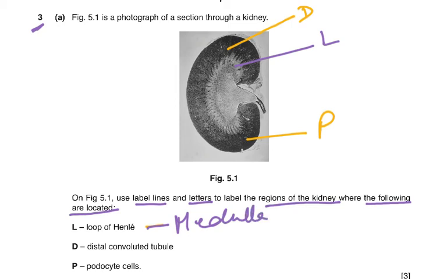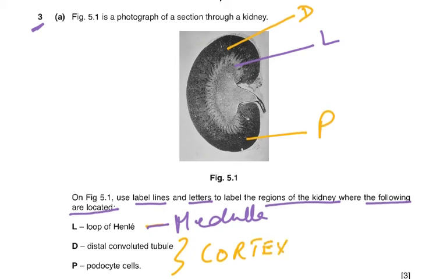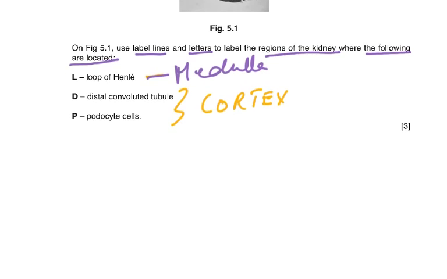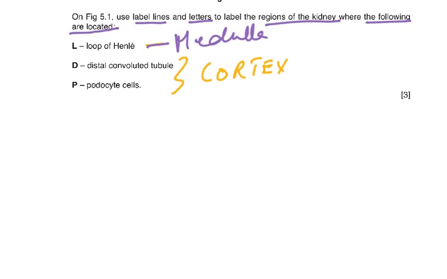And both of these will be in the cortex of the kidney. That's what they want to see, whether you know this or not, and where the placement is. So this is this part of the question.